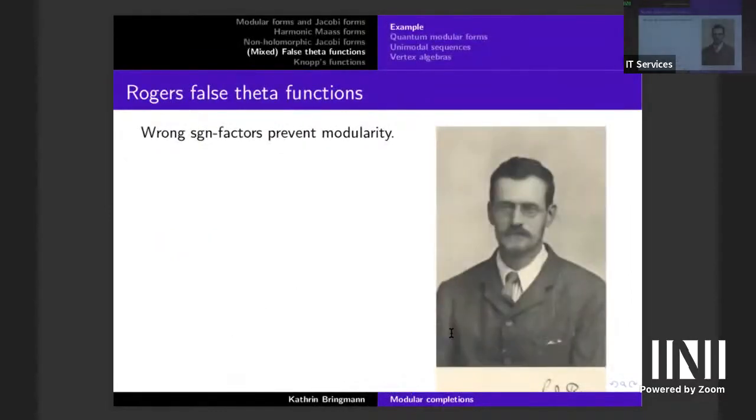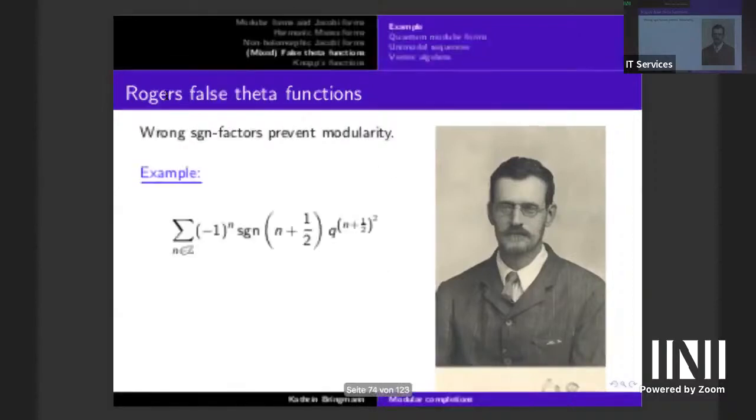So now let me come to false theta functions. I already mentioned them in the quote of Ramanujan. False theta functions are like theta functions, but they have wrong sign factors.